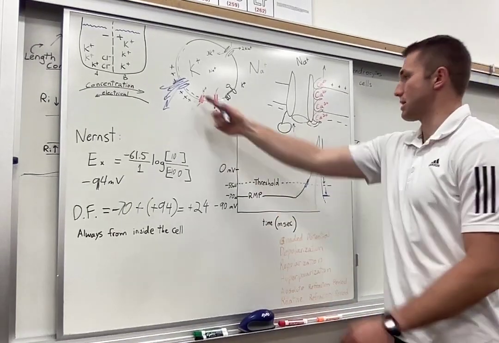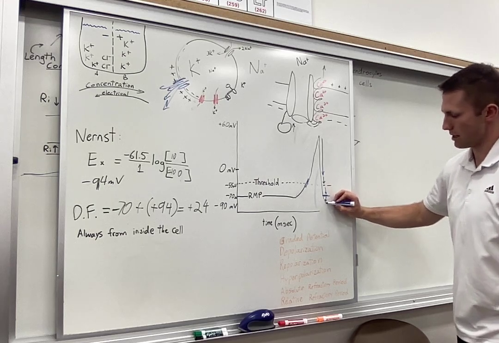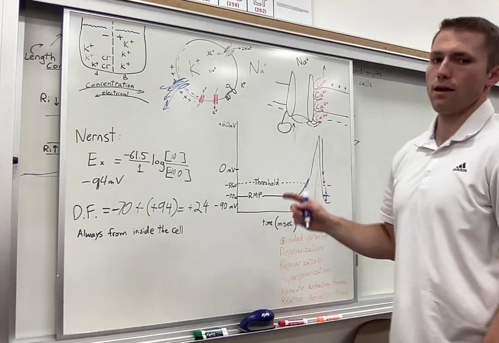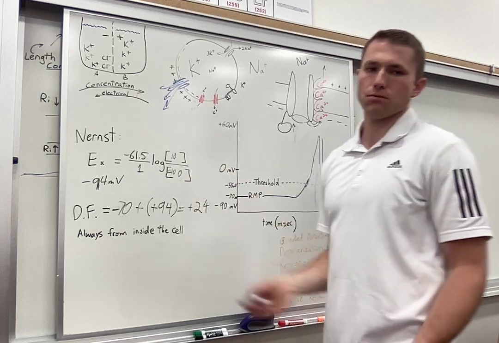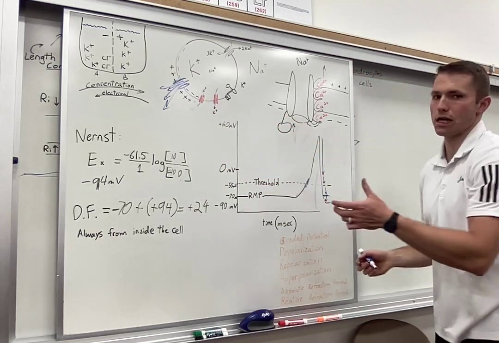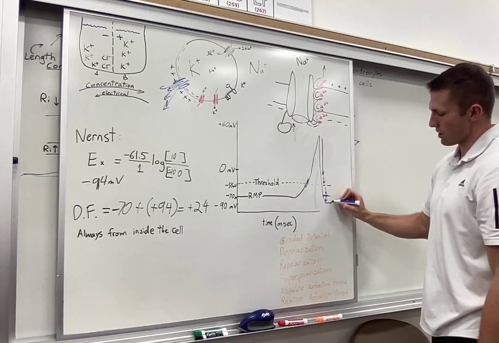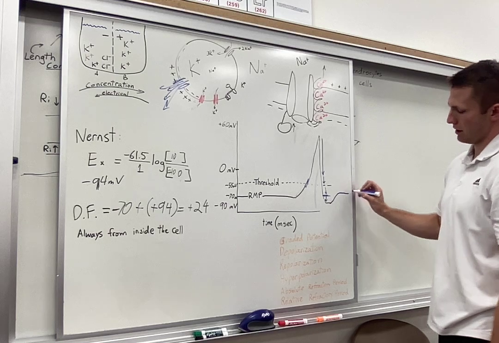Well, potassium's still leaving like crazy, so it's going to hyperpolarize. And then eventually those voltage-gated potassium channels shut, and now it's only the potassium leak channels, just the normal ones. And so then we come back and level out.